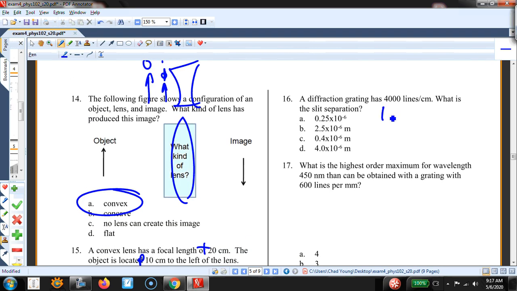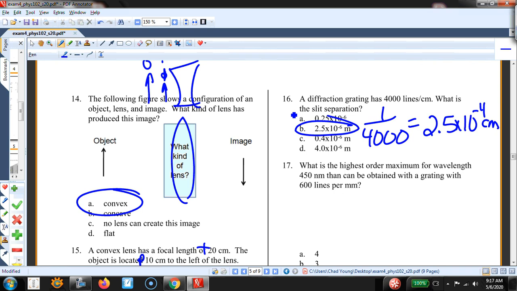A diffraction grating has 4,000 lines per centimeter. To find the slit spacing, I just say 1 divided by 4,000, and that gives me 2.5 times 10 to the minus 4 centimeters, or 10 to the minus 6 meters. What is the highest order maximum for a wavelength that can be obtained with a grating with 600 lines per millimeter? So first of all, I have to find D. That's 1 over 600.